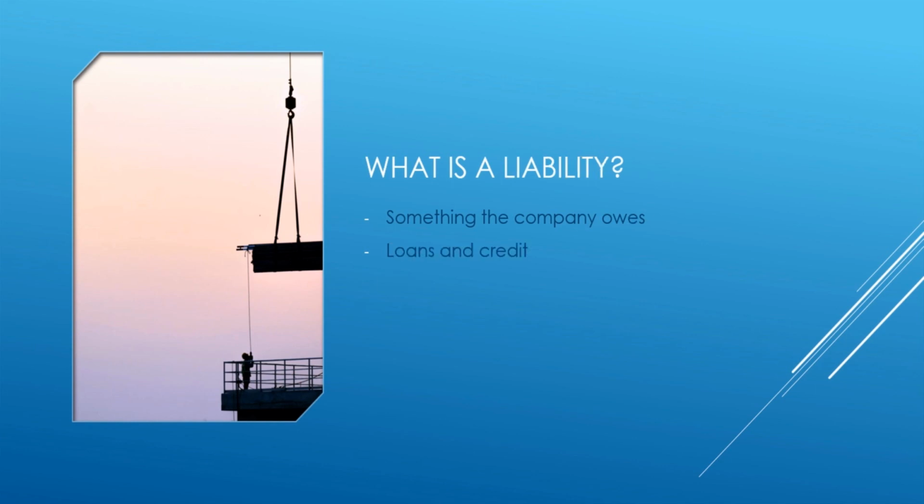So what is a liability? A liability is the opposite to an asset. It's something that the company owes. A couple of examples would be loans. If the business got a bank loan, it owes that money back to the bank. If it has investors, it owes that money back to the investors. Credit too: any suppliers that you have credit with, if there's a balance that you owe them, that is a liability. So assets and liabilities are opposites. Assets are what you own, liabilities are what you owe.